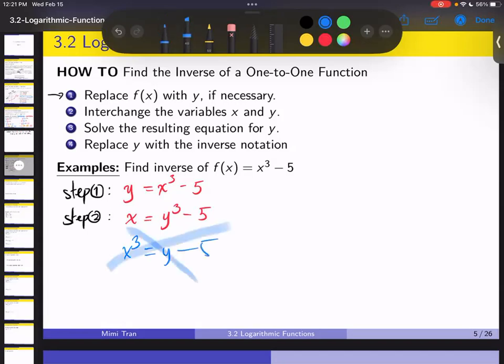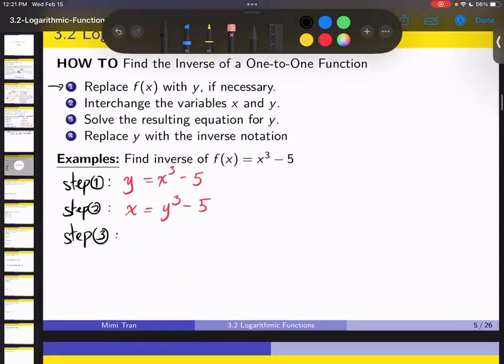It's wrong. Just x and y. Leave everything as is. And step 3, you're going to solve for your new y. Now I'm going to solve for that y. Add 5 to both sides. x plus 5 equals y cubed.